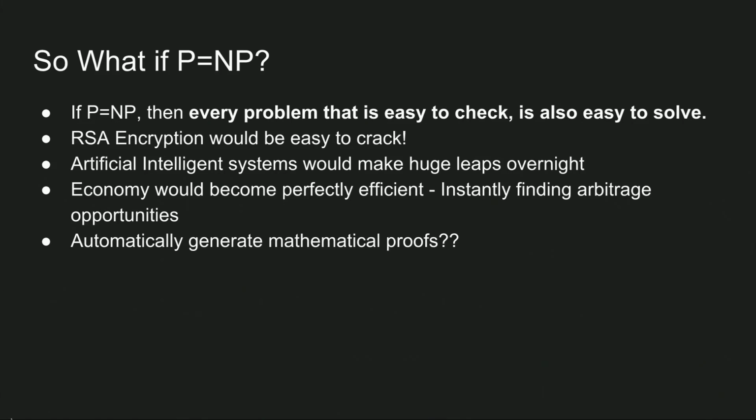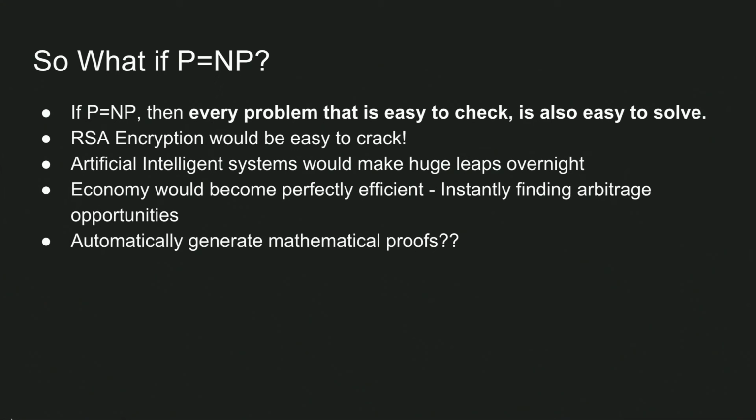I think one of the most interesting ways to think about this problem is in terms of, what if P did equal NP? I think this is sort of a counterfactual argument, where you say, well, what if P did equal NP? Then the world would be a lot different. If P was NP, then every problem that is easy to check would also be easy to solve. What does that mean? Actually, I didn't realize this when I first started to research this problem.